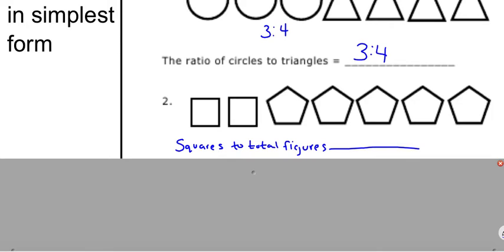For squares to videos, I would have 2 squares. Oh my goodness, not squares to videos, squares to total figures. For squares, I would have 2 squares, and for total figures, I have 1, 2, 3, 4, 5, 6, 7. So my answer here would be 2 to 7. If I wanted squares to pentagons, my answer would have been 2 to 5. So make sure you are focusing on the question being asked. And in this case, it was only squares to total figures.